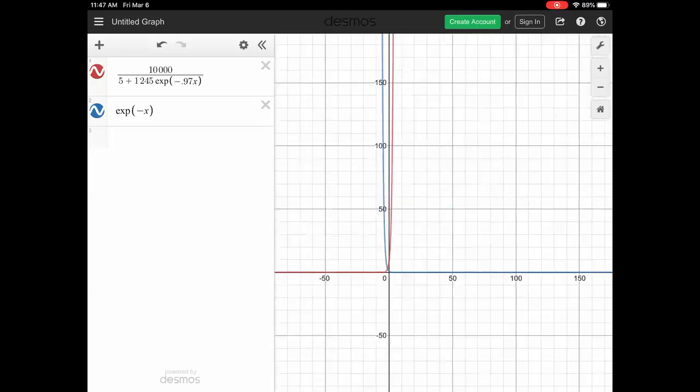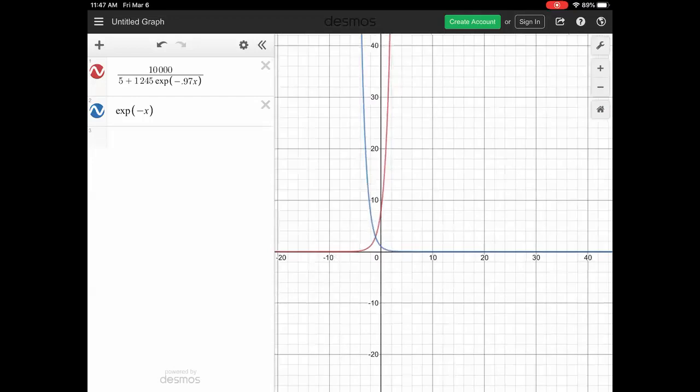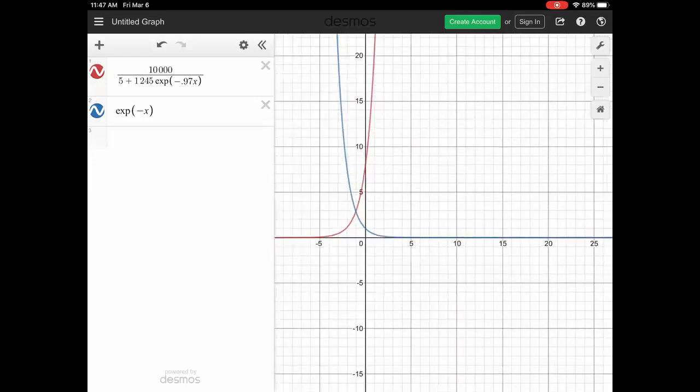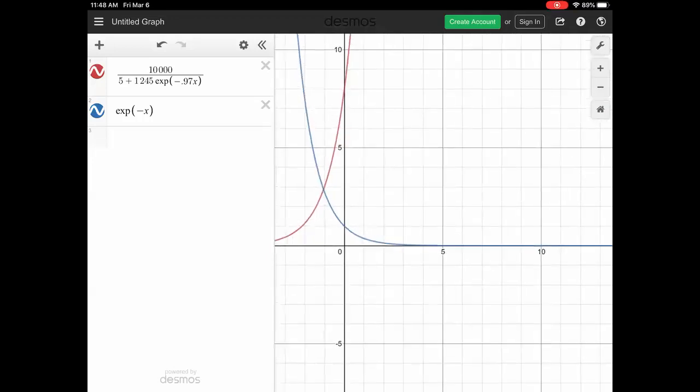It's doing something weird. But if we zoom in around 0, we get this graph. e to the negative x is actually 1 over e to the x, which means that we have a fractional base. So we're going to have this decay. e to the negative x is decaying as x increases, so it's going to go to 0.